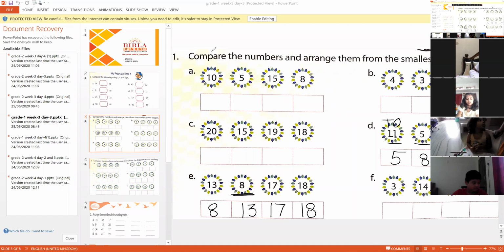Sai Joshit, you tell me the answer for F bit. Which is the smallest number? What should I write in the first box? Yes, Sai Joshit, tell me. F bit is there, no? The numbers are 3, 14, 12 and 7. Tell me the smallest number.